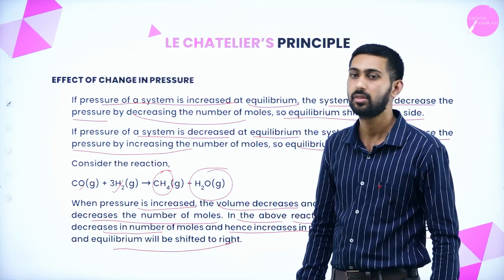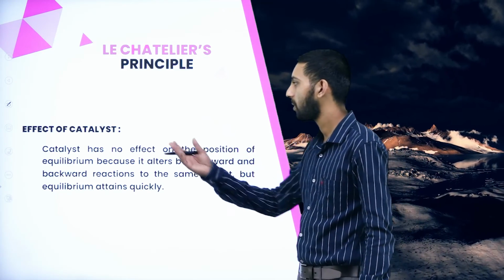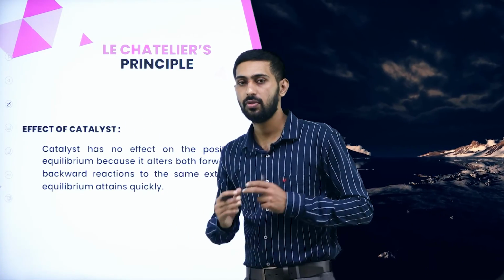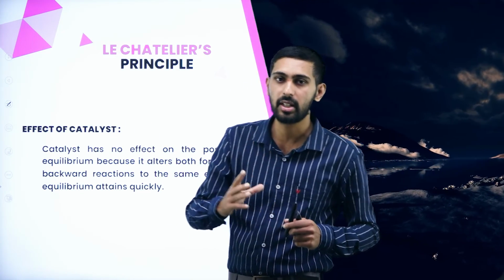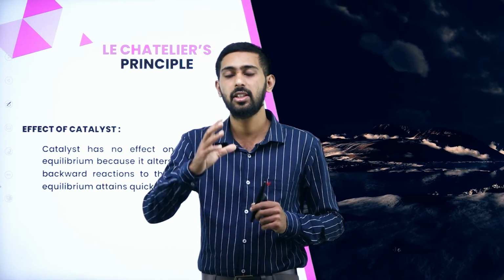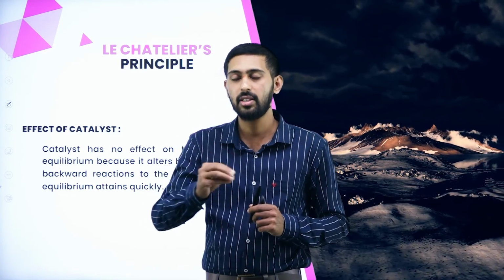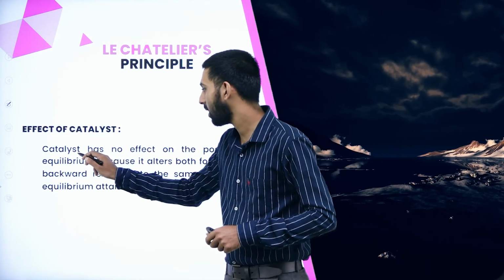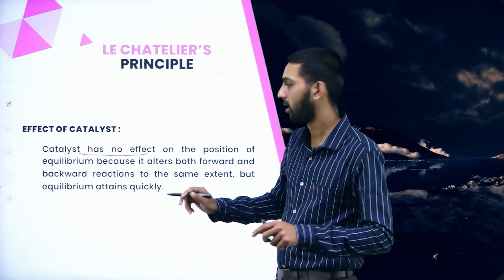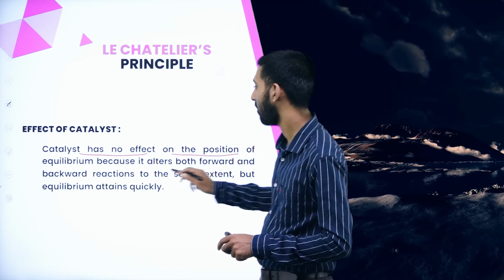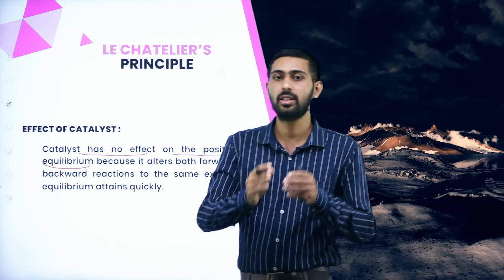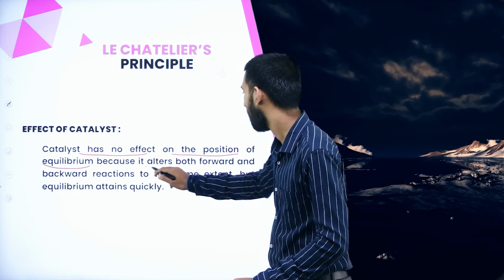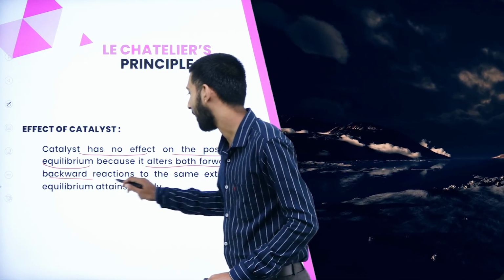Okay. Next thing is Le Chatelier's principle on effect of catalyst. Now let us see the catalyst. First of all, what is the role of a catalyst in a chemical reaction? It increases the rate of the reaction. To increase the rate of the reaction, we use the catalyst. But here, what we have to say is that the catalyst has no effect on the position of the equilibrium. When the reaction is at equilibrium, there is no role of catalyst because it alters both forward and backward reactions.